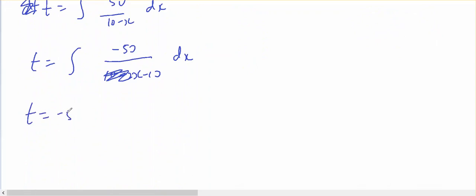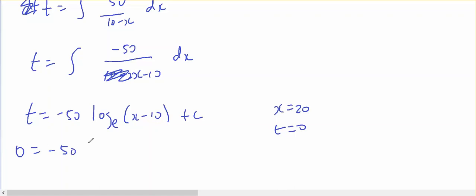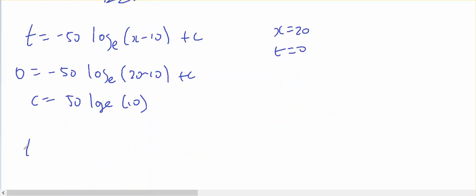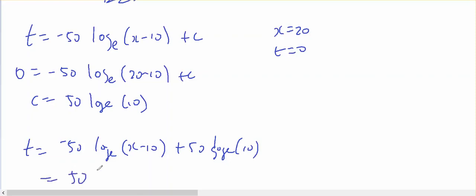So t will equal negative 50 log base e of x minus 10 plus some constant c. I know x equals 20 when t equals 0. So 0 equals minus 50 log base e of 20 minus 10 plus c. C will equal 50 log base e of 10, which means that t equals minus 50 log base e of x minus 10 plus 50 log base e of 10 gives me 50 log base e of 10 on top of x minus 10.